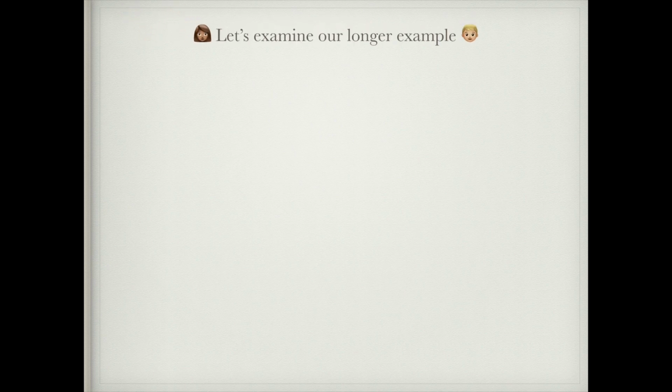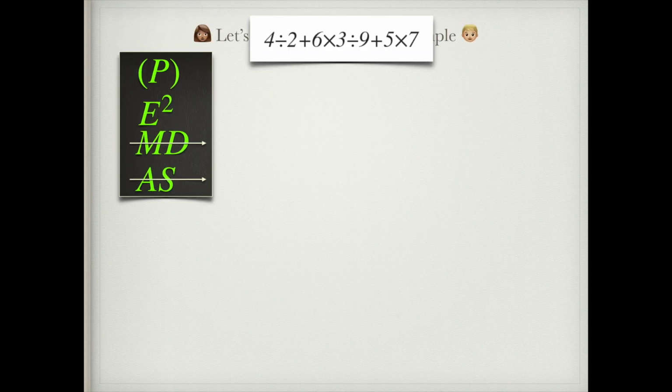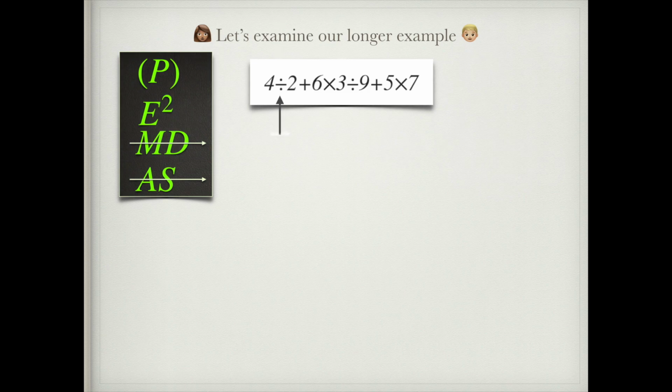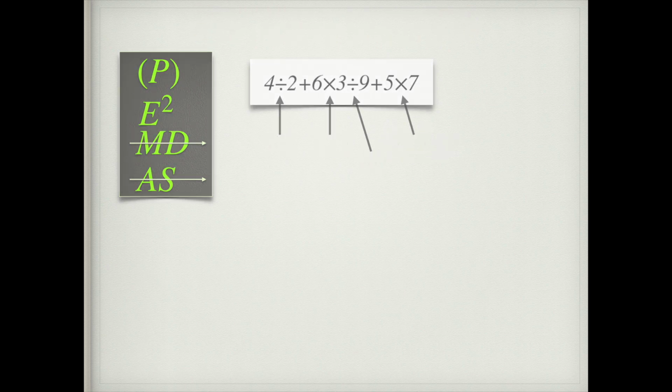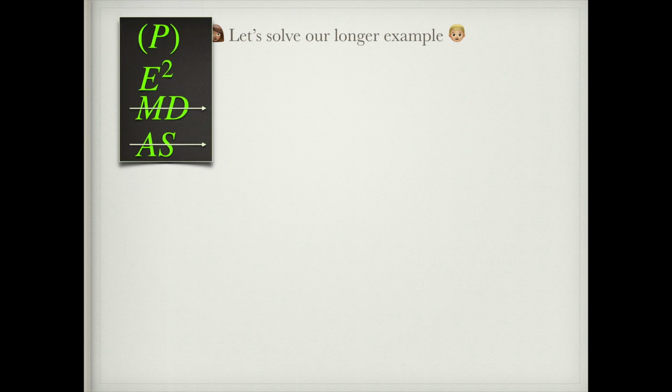So let's examine our longer example. The division is the very first operation of the multiplication and division. Then there's a multiplication, then there's another division, and then another multiplication. Do that first, second, third, and fourth in order, one at a time, and we'll get this right. So let's solve our longer example.